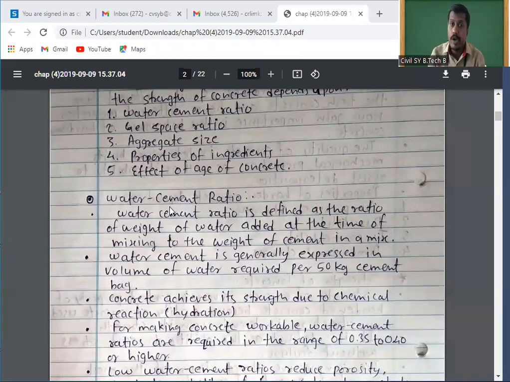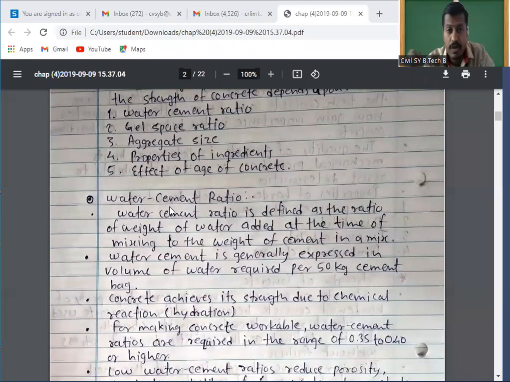So you have to take the water to cement ratio as per the mix design procedure. Whatever the water to cement ratio that you have calculated in your concrete mix design procedure, that only you have to take. Or if you are going to use some admixtures like plasticizers or super plasticizers, you can reduce the water to cement ratio by up to 20 to 25%, maximum up to 30%.